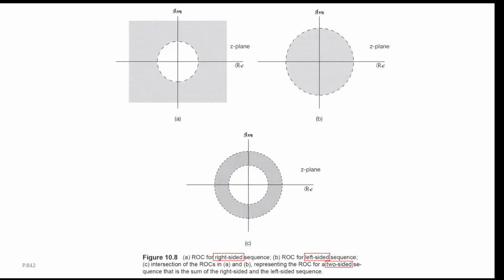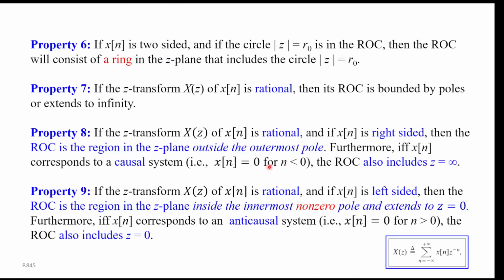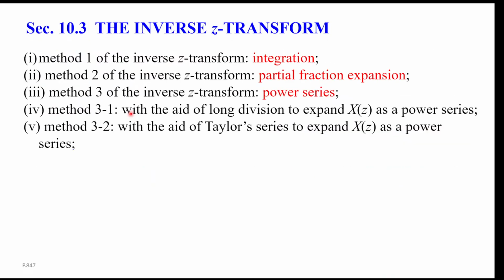Okay. And here I have some schematic pictures. This is the ROC for a right-sided signal, this is the ROC for a left-sided signal, and this is the ROC for a two-sided signal. For a two-sided signal, once again, it's the intersection between the right-sided signal and the left-sided signal, so most of the time it will be a ring. And if the transform is rational, then your ROC is bounded by poles or extends to infinity. Okay, we have 10 minutes, so we go a little quicker.